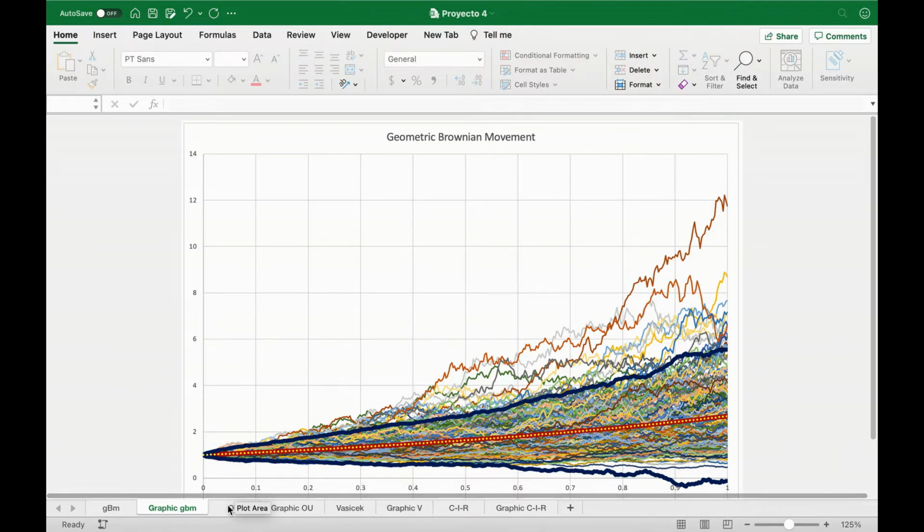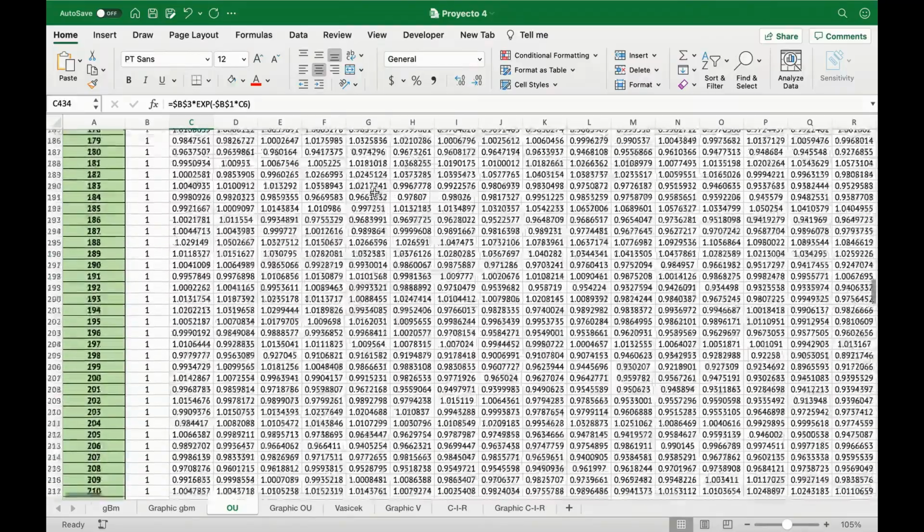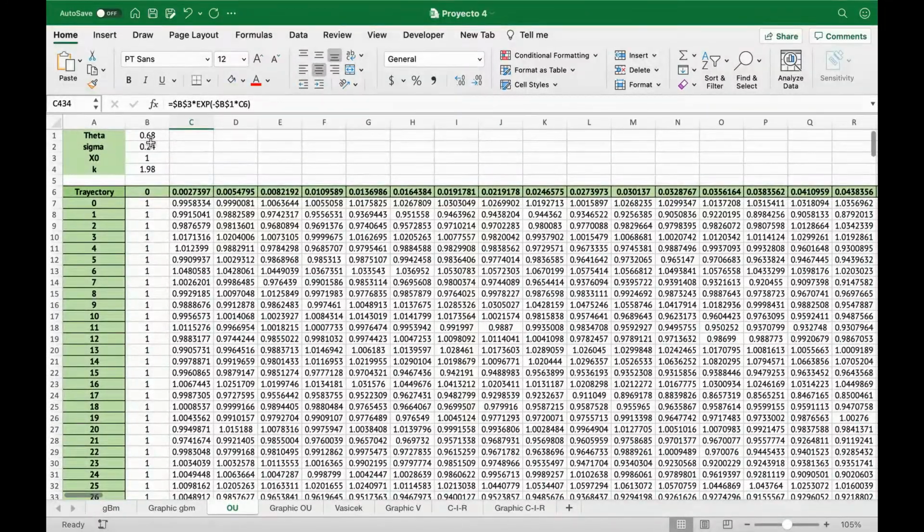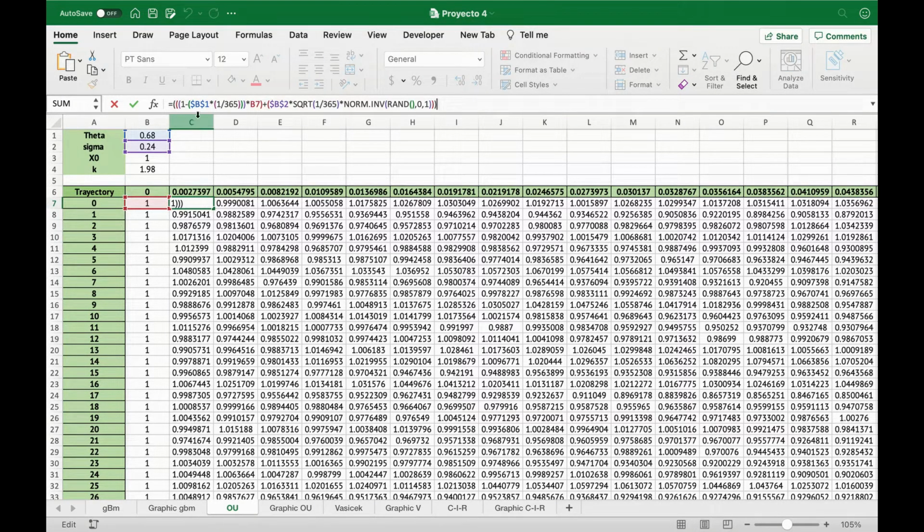Then we made the same for the Ornstein-Uhlenbeck model, and here we have to assign values to theta, sigma, and x0, and the formula is this one, that is 1 minus the value of theta times the stepping time times the previous value, plus the value of sigma times the square root of the stepping time times the error.